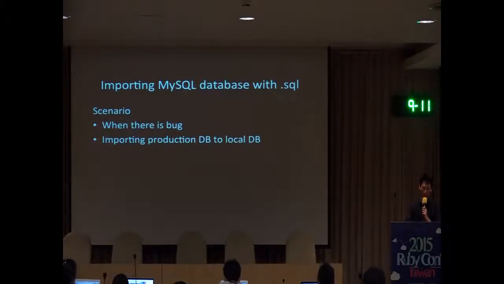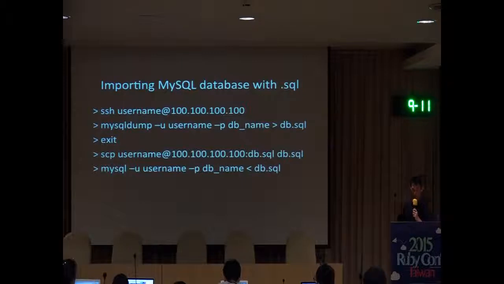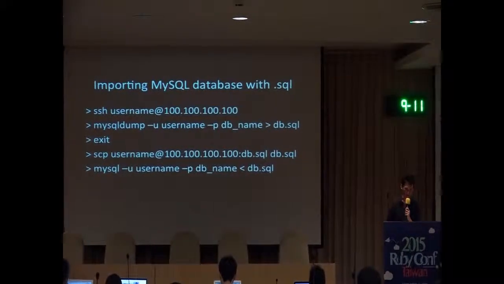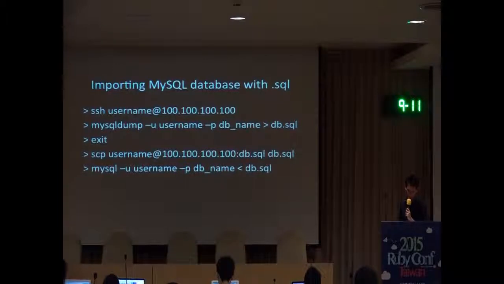And the way to do it is to use a series of commands. First, as you can see, we use SSH to log in to our remote server. And then we use mysqldump on the remote server, and then export it to a file. Then we exit, and then we use SCP to download it to our local environment. And then finally we use the mysql command, and then import it to the database, which is a little bit troublesome here because you have to wait until you connect and download the file.